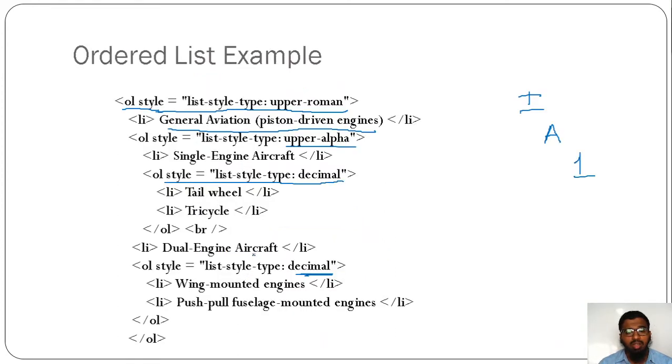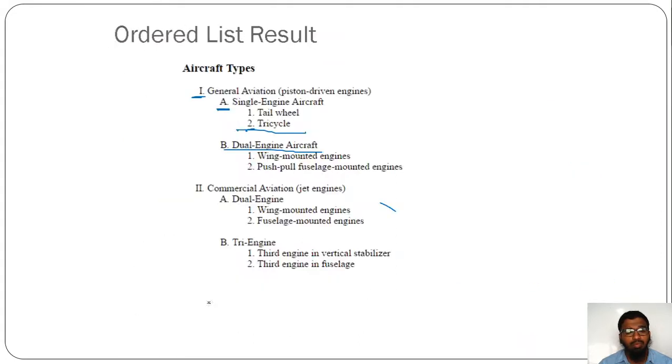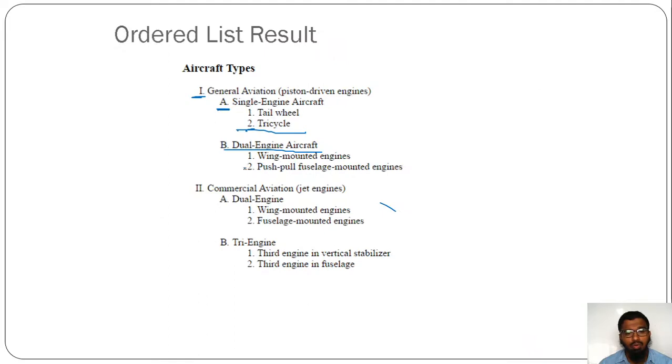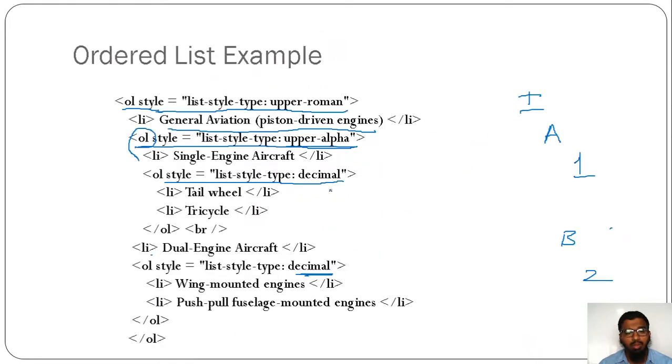Here, can you see what I did not mention? I did not mention the alpha here because I mentioned it in the OL, so I need not mention it here. By default it will take B. Then decimal is 2. So this is the output of this one. Clear? I hope you understand this.